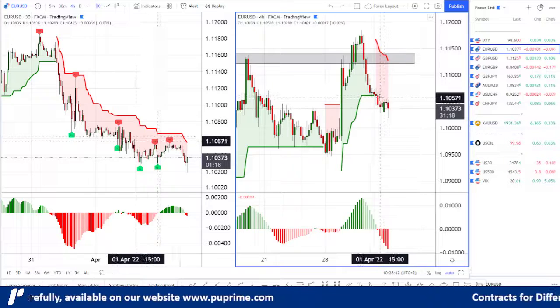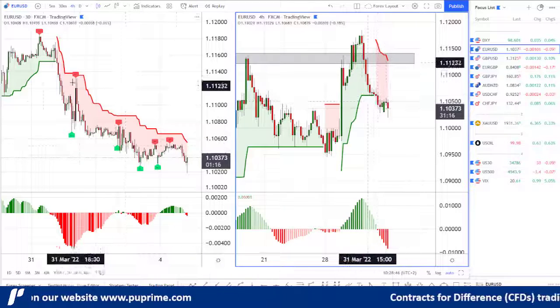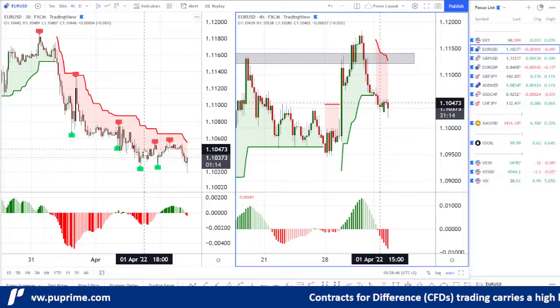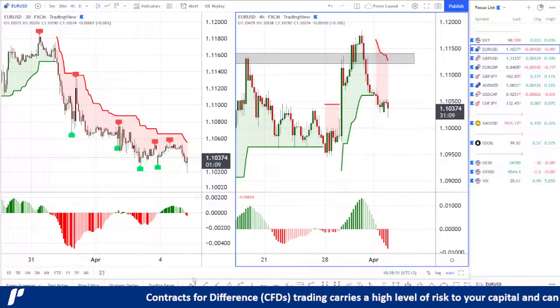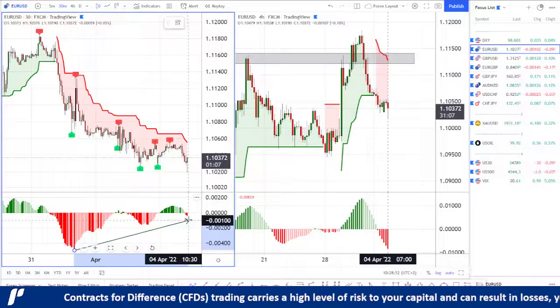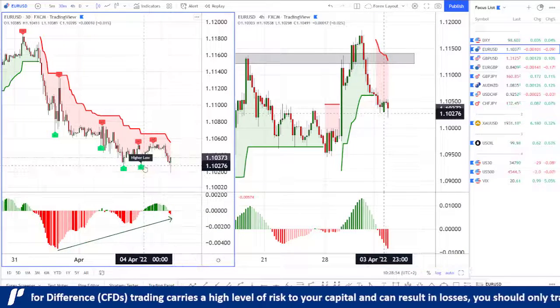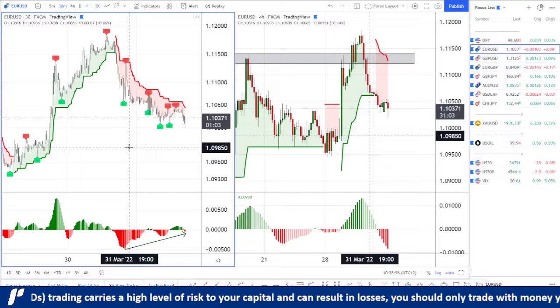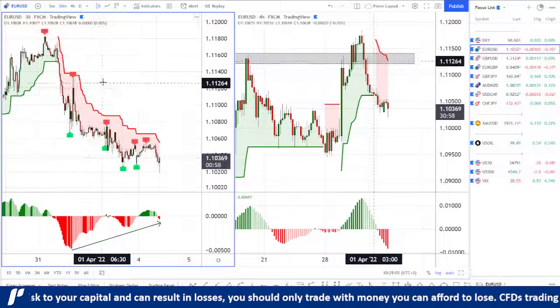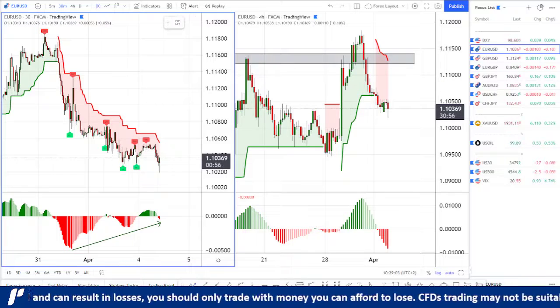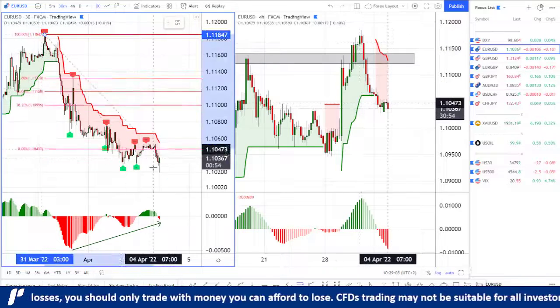Having a look at the euro versus the US dollar, it's a very strong push downward on the 30 minutes time frame. However, we can see here that it is showing a bit of a bullish divergence on the smaller time frame. So we are expecting a retracement to the upside. A correction of the last downward trend might be due on the euro versus the US dollar.